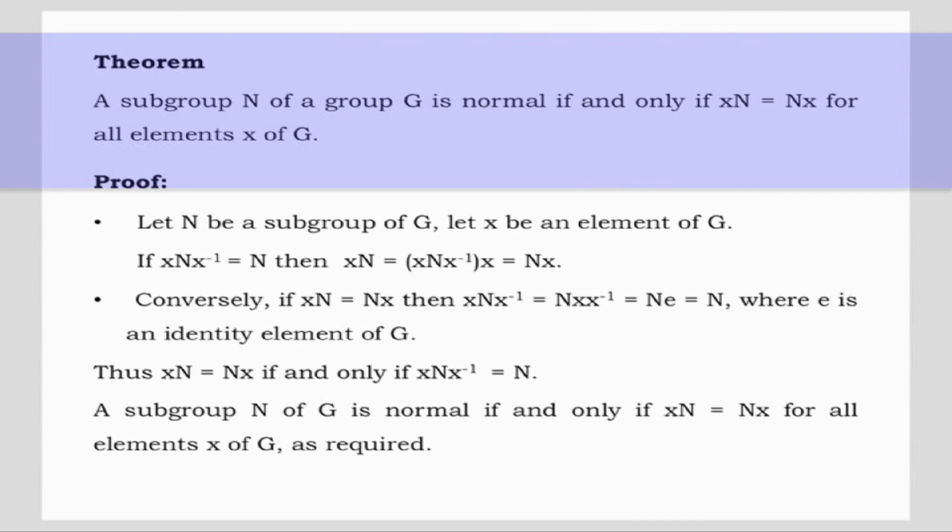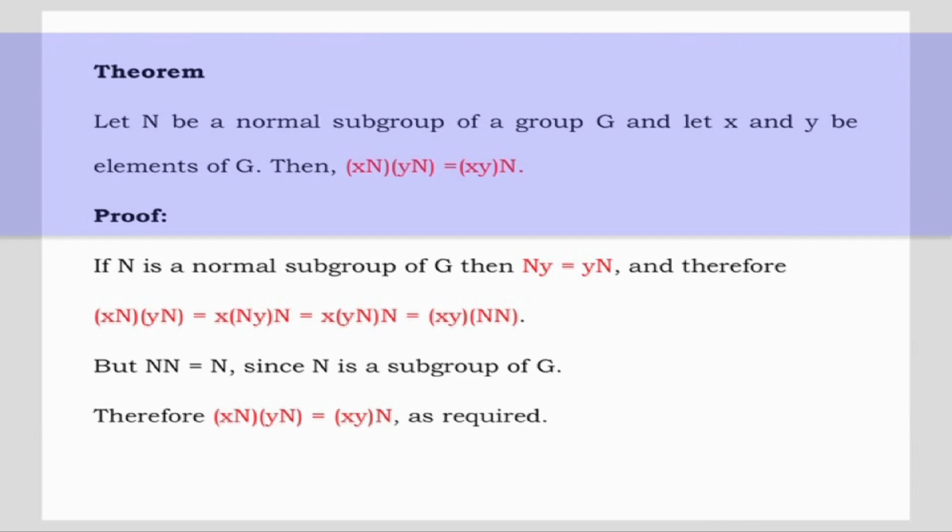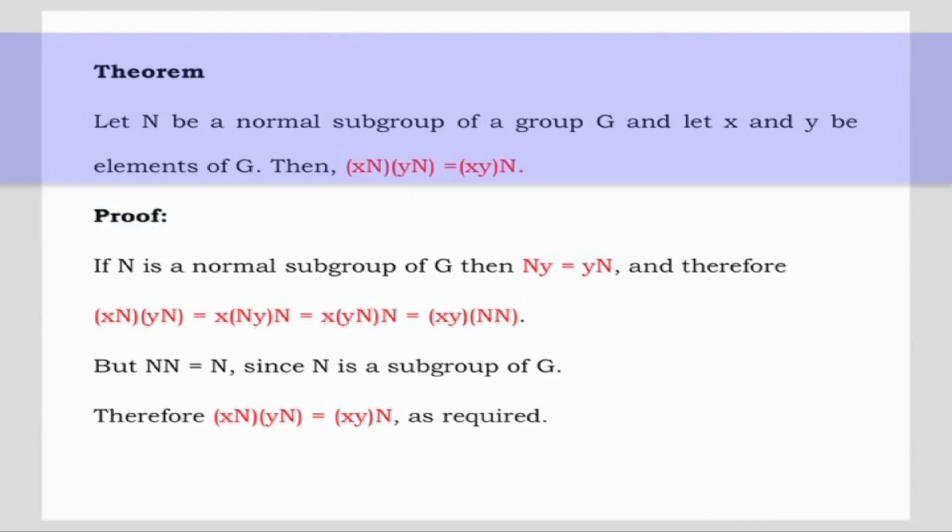The next theorem states that let N be a normal subgroup of a group G and let x and y be elements of G. Then xN times yN is equal to xyN. Proof. If N is a normal subgroup of G, then Ny is equal to yN, and therefore xN times yN is equal to x times Ny times N, that is equal to x times yN times N, which is equal to xy times NN. But NN is equal to N since N is a subgroup of G. Therefore, xN times yN is equal to xy times N as required.